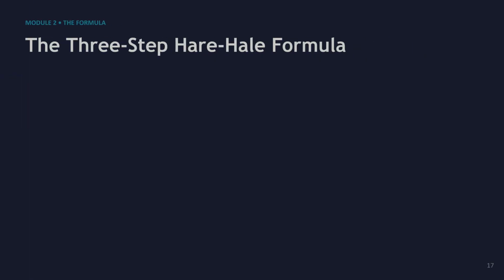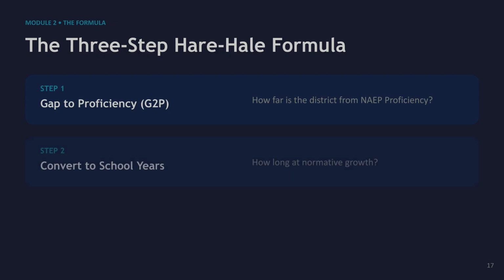The 3-step Hare-Hale formula is used to calculate the years needed to reach proficiency. Step 1 determines the gap to proficiency. Step 2 converts this gap into school years. And Step 3 is the Hare-Hale proxy, applied when growth is negative or subthreshold.